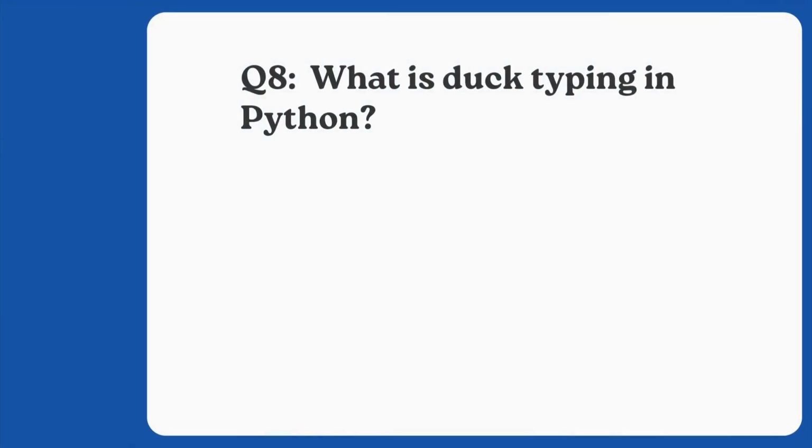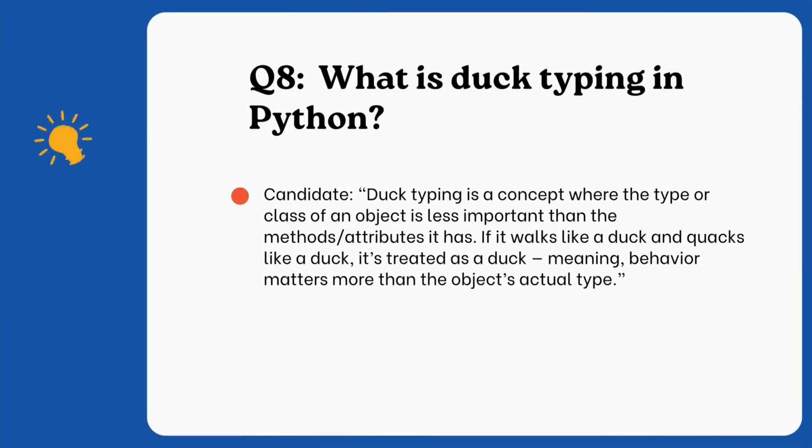What is duck typing in Python? Duck typing is a concept where the type or class of an object is less important than the methods and attributes it has. If it walks like a duck and quacks like a duck, it's treated as a duck, meaning behavior matters more than the object's actual type.